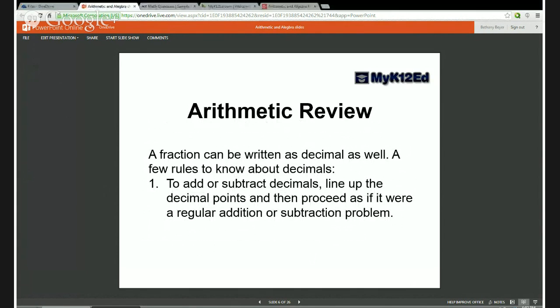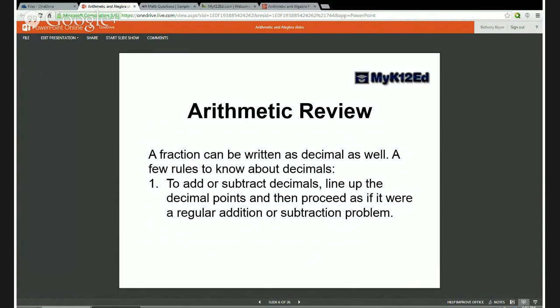So a fraction can be written as a decimal as well. A few rules that we want to remember about decimals. To add or subtract decimals, we want to line up the decimal points and then proceed as if it were a regular addition or subtraction problem. So you can do it as long as the decimal points line up. It's like an addition problem with several numbers, or a subtraction problem with several numbers. Just make sure those decimal points line up.